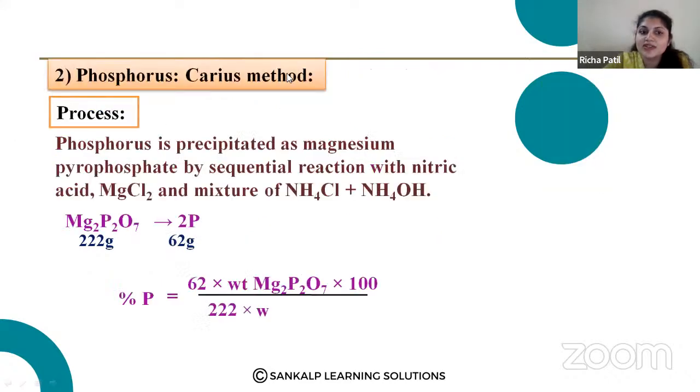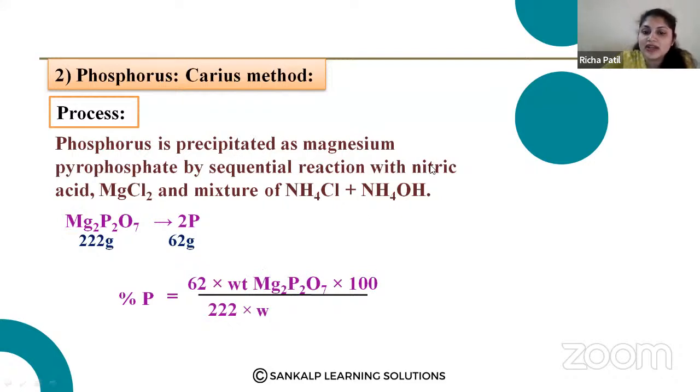Next, phosphorus can also be estimated by using Carius's method. Here phosphorus is precipitated as magnesium pyrophosphate. What is pyrophosphate? Mg2P2O7.